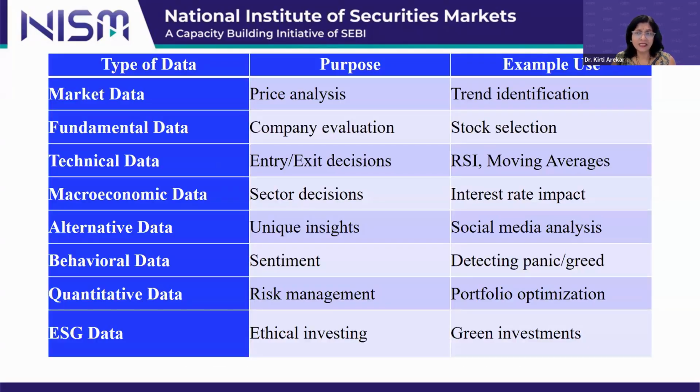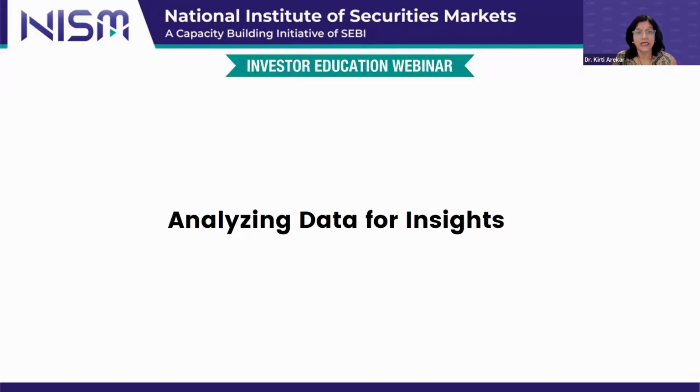So basically, we already discussed this: market data is price analysis, which is trend identification. Fundamental data is company evaluation, and technical data will give you the entry and exit decision. Macroeconomic data will give you the sector decision. Alternative data gives unique insight. Behavioral data will be the sentiment. ESG data is for ethical investments, which is where green investments come in. So these are the different types of data we use while taking data-driven investment strategies.